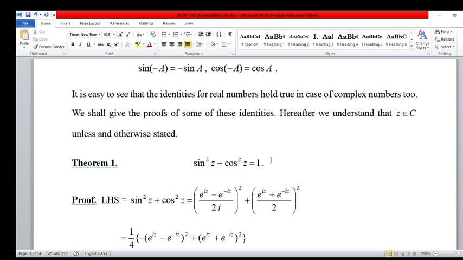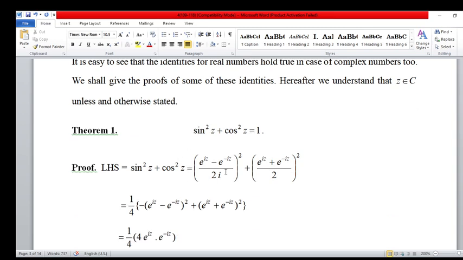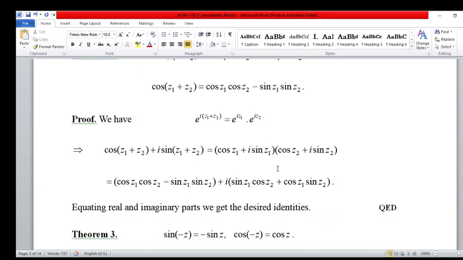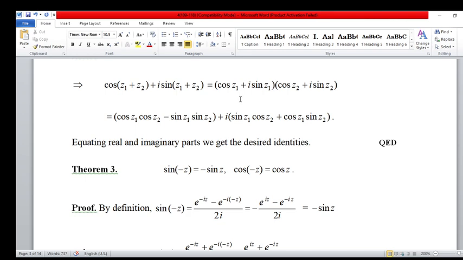So the left hand side is equal to the right hand side, which means this theorem is true when z is a complex number. And next is the sin(a + b) formula, sin(z1 + z2), where z1 and z2 are complex numbers. The same formula applies here: sin a cos b plus cos a sin b. Similarly, the cos(z1 + z2) formula is cos z1 cos z2 minus sin z1 sin z2. Again the same formula, and these are their solutions.